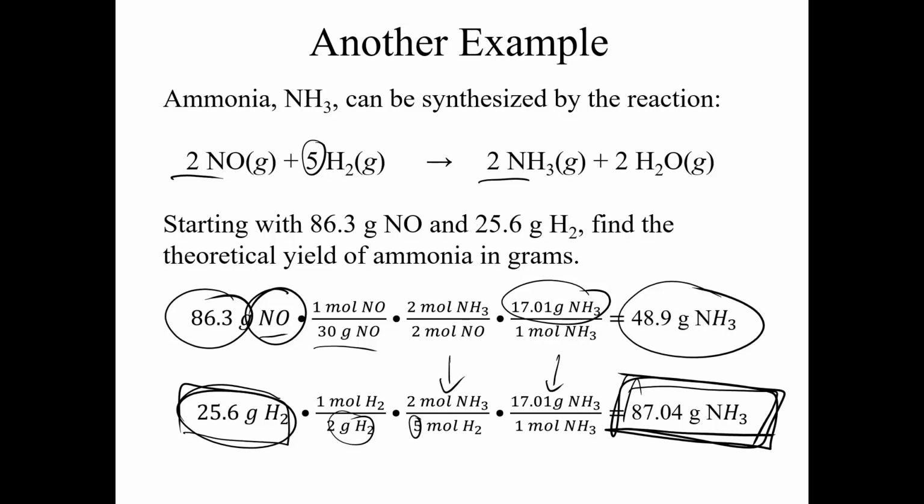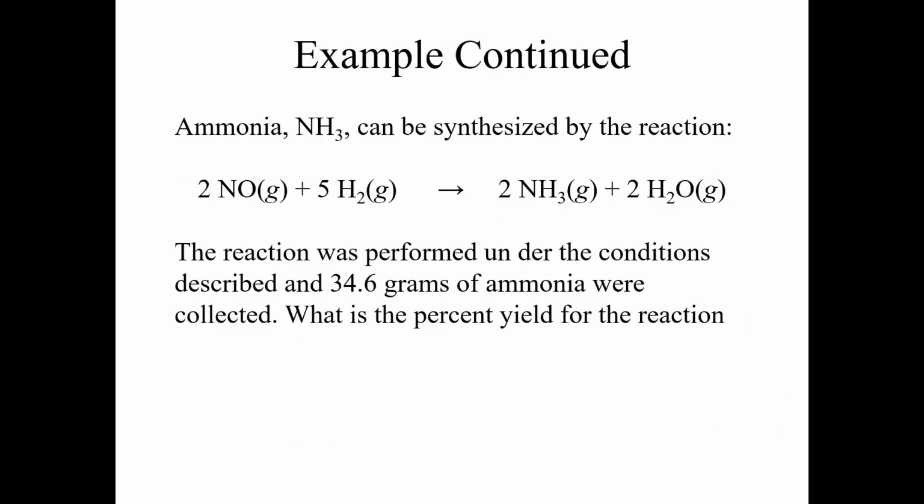So you have to look at the mole-to-mole ratios, the molecular weights, and the stoichiometry of the reaction. So this is not that straightforward. You have to make those calculations. Again, the theoretical yield in this case is 48.9 grams.